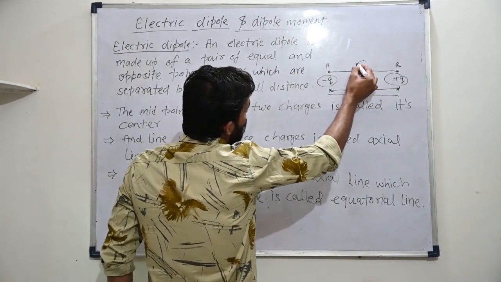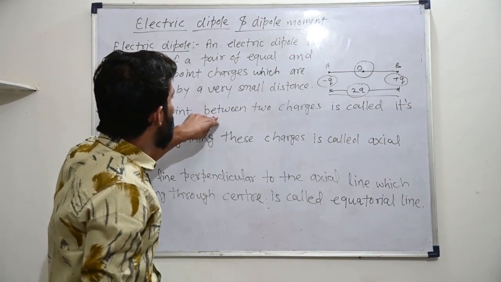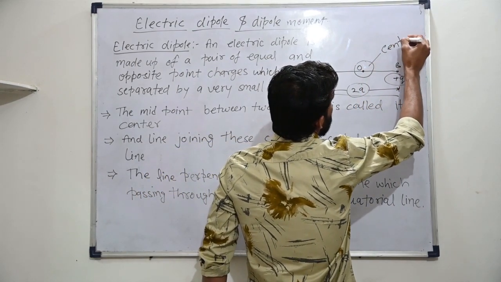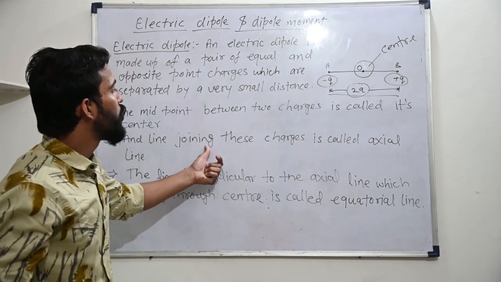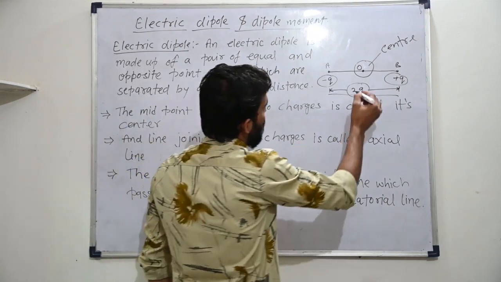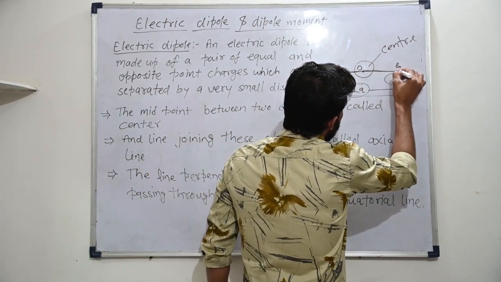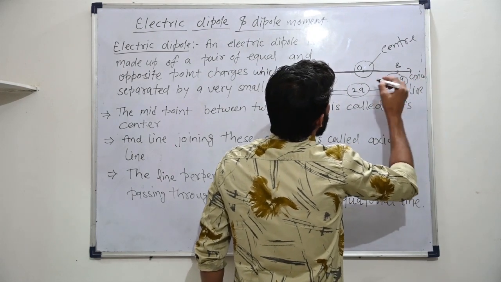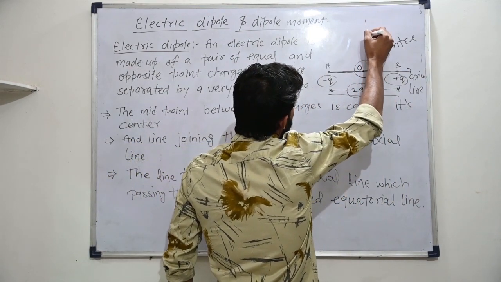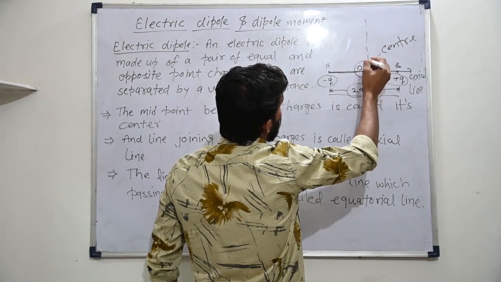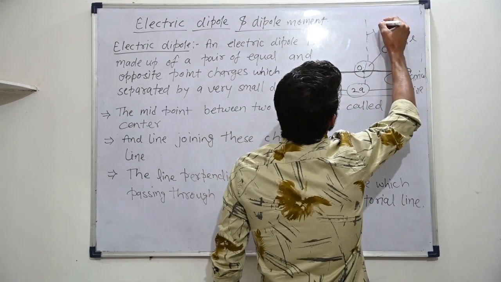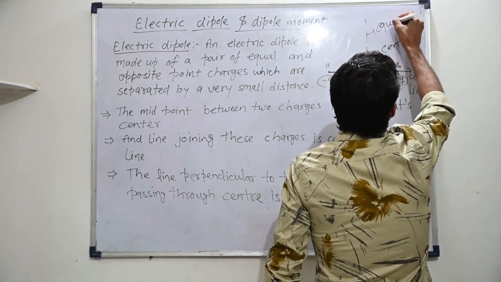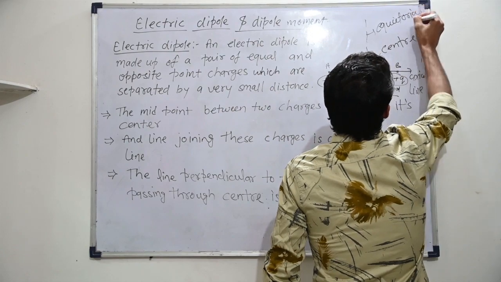The midpoint between the two charges is called its center. This is the center, and the line joining the charges through this center is called the axial line, and the line perpendicular to the axial line passing through the center is called the equatorial line.